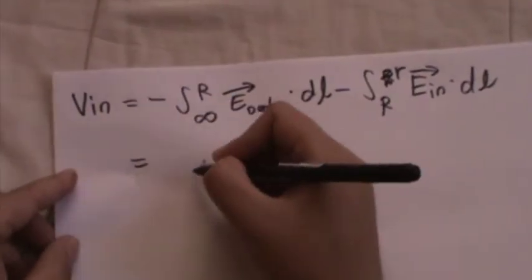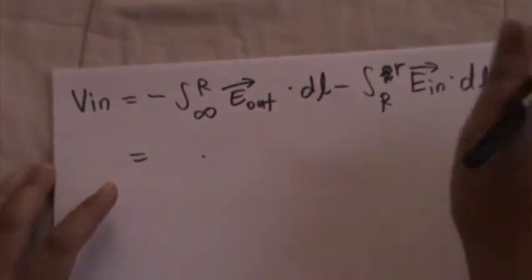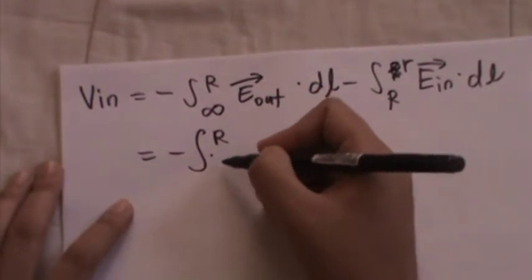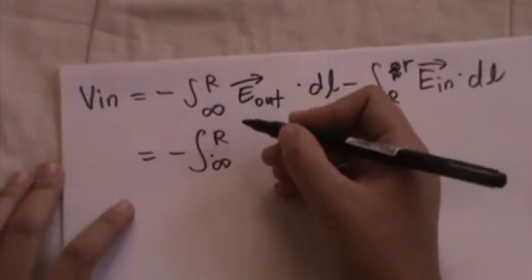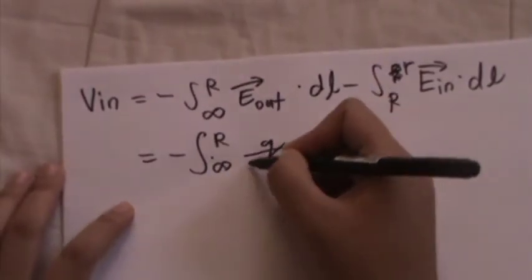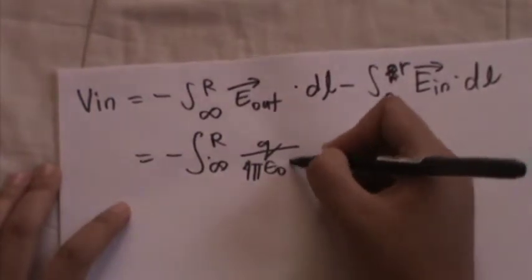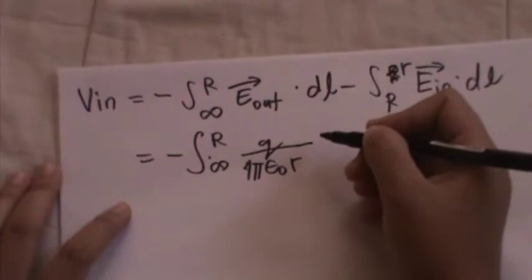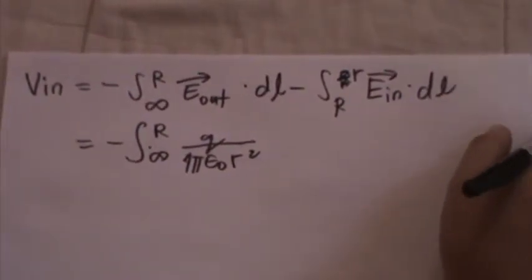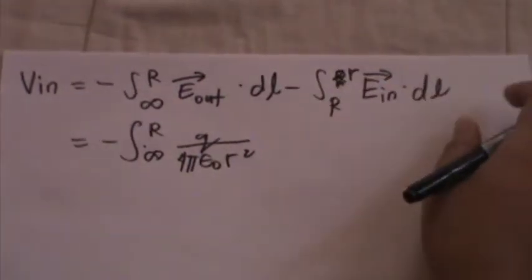Next we'll substitute for the electric field that we calculated last time. So we'll have negative integral from R to infinity, and our E outside is equal to Q over 4 pi epsilon naught r squared, if I'm not mistaken. And this is your E outside, the electric field outside.